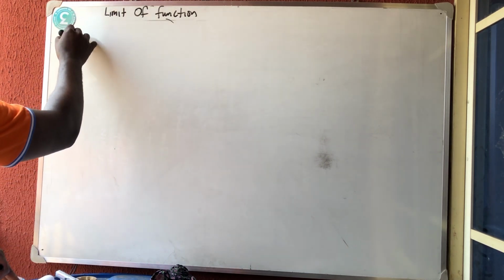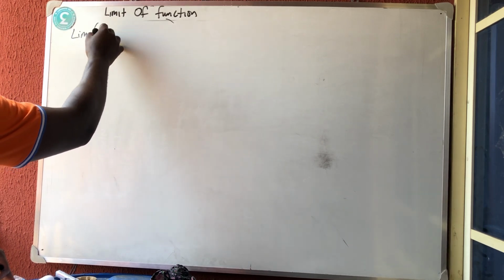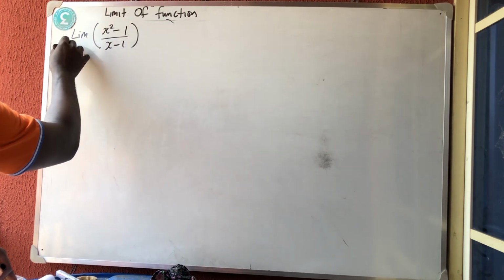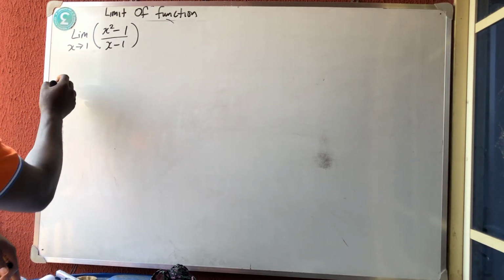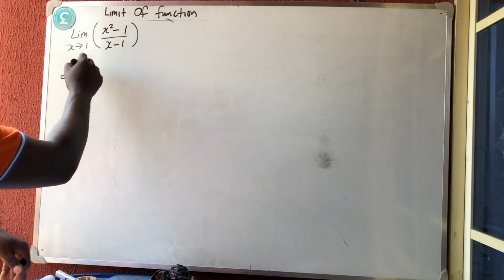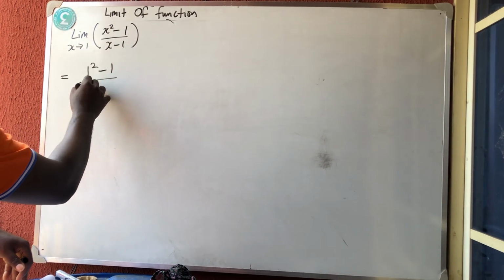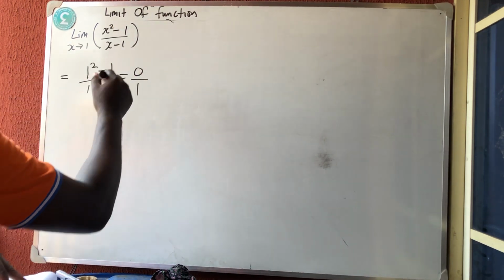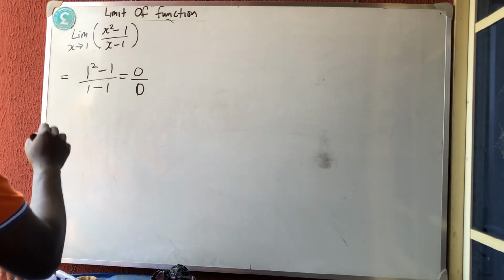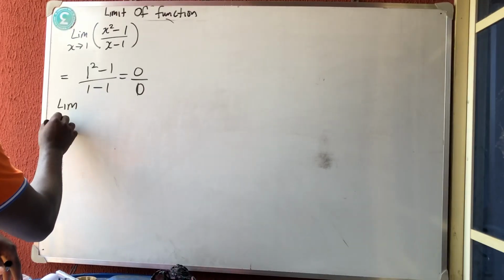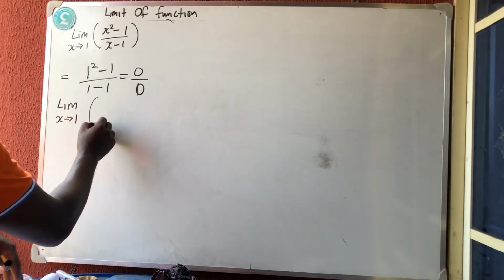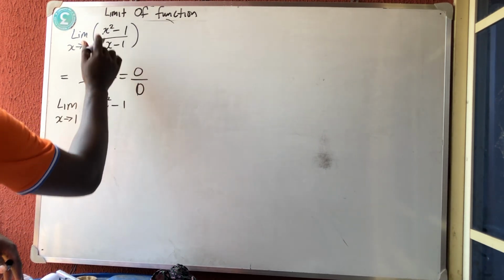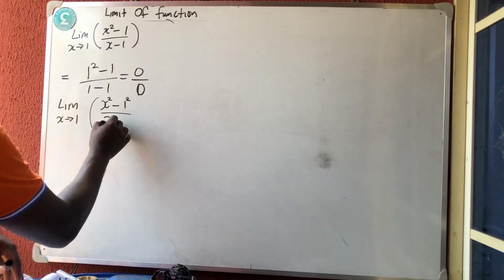Before that, let's take the limit of x squared minus 1 all over x minus 1 as x approaches 1. If I put 1 here, I'm having 1 squared minus 1 all over 1 minus 1, so I'm having 0 over 0. But if you look at the numerator, it is factorizable. In fact, x squared minus 1 squared is a difference of two squares.